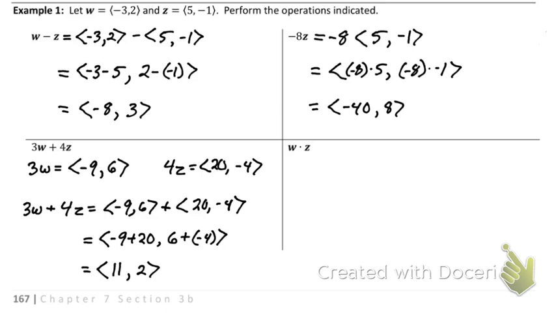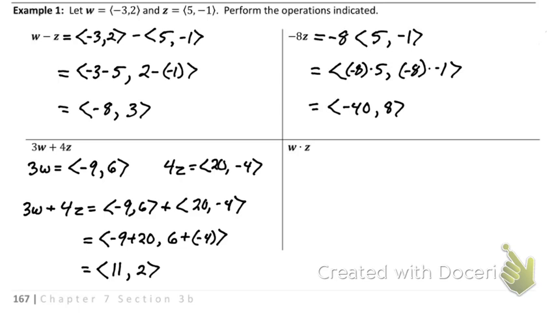The one that people are going to mess up on is this one. They're going to go, oh, it's multiplication. I'm going to take my horizontal element, so I'll do negative 3 times 5, and then it'll be comma 2 times negative 1, and then I'll have my answer. That is not what it's asking for. It's asking for the dot product. The dot product will always be a single number.